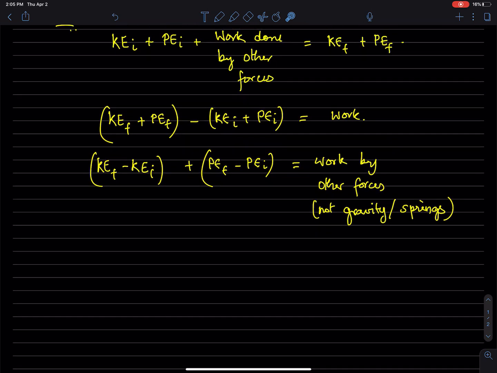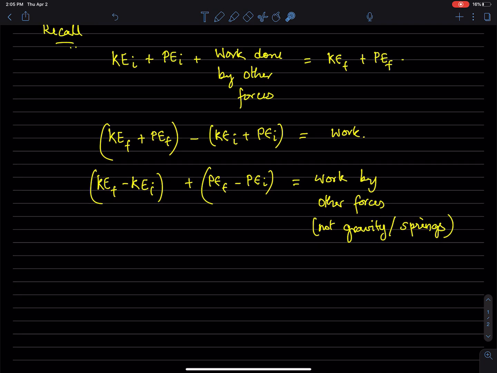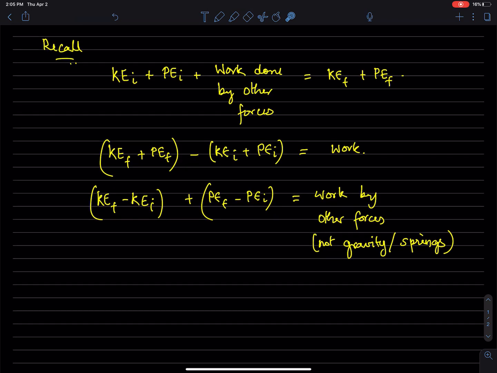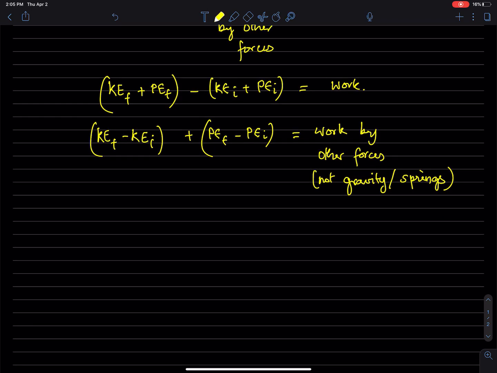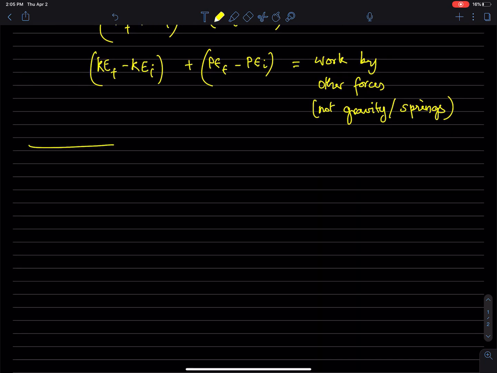Okay, so these three equations are basically equivalent. They're just rearrangements of this equation. These two equations are just rearrangements of this equation. And these equations are still true if you have rigid bodies.